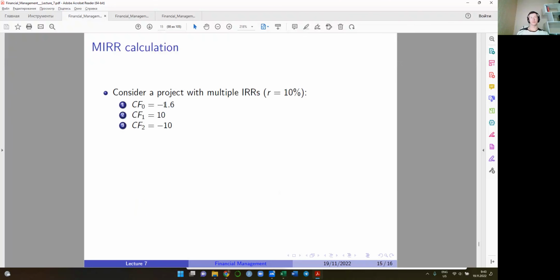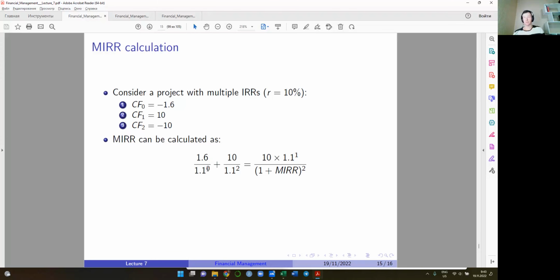So, this is a reminder, what kind of cash flows do we have? Now, on the left-hand side, we take two negative cash flows, this one, this one, and we compute their present value here. Of course, we drop minuses because we are talking about cash inflows here. This is the right-hand side. 1.6 divided by 1.1 to the power of 0 plus 10 over 1.1 to the power of 2. So be careful, we are talking about this 10, not this 10.